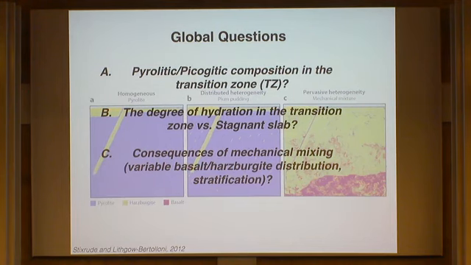Okay, so I think I have detailed enough about what we have been doing, and I want to go back to the three questions that I started with in the beginning. We said in the beginning we would like to see whether we can resolve this discussion between pyrolytic composition and picogenic composition in the transition zone. And can we discuss the degree of vibration in the transition zone, in particular close to the stagnant slab. Then, of course, we try to discuss what the consequence of mechanical mixing would be, whether we can observe any variable mixing stratification.